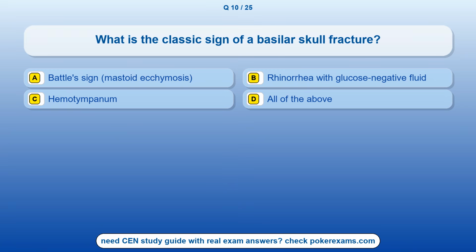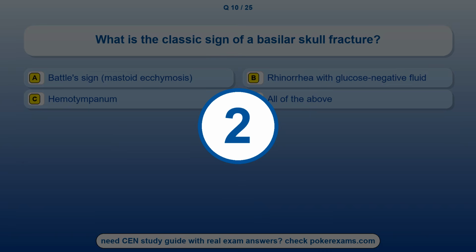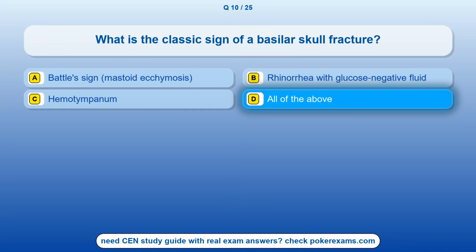Question 10. What is the classic sign of a basilar skull fracture? Option A, Battle's sign, mastoid ecchymosis. Option B, rhinorrhea with glucose-negative fluid. Option C, hemotympanum. Option D, all of the above. The correct answer is option D, all of the above.